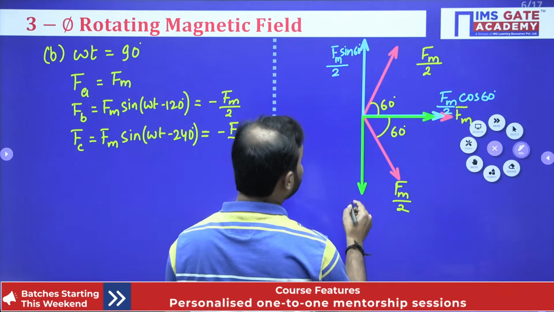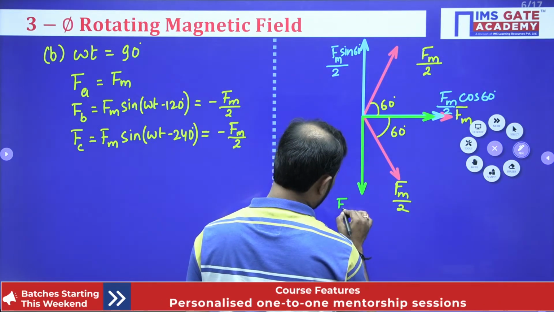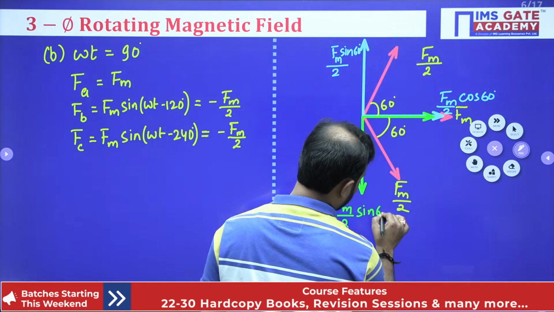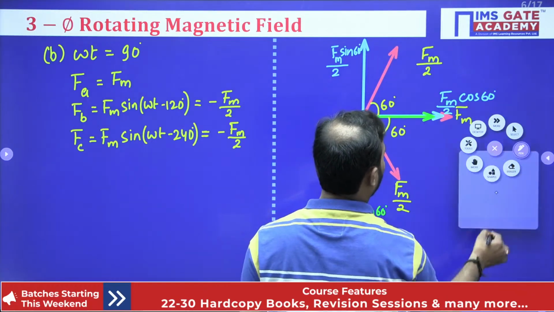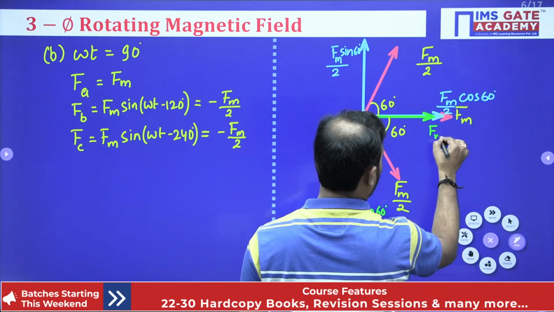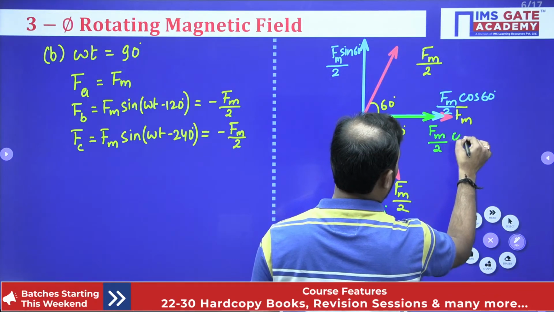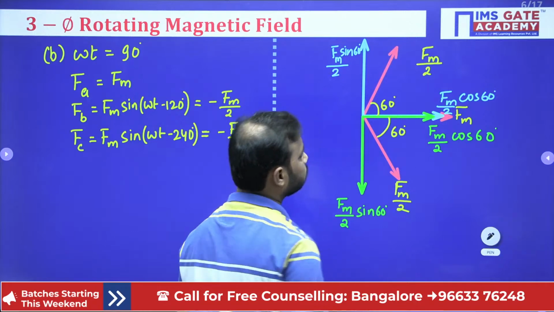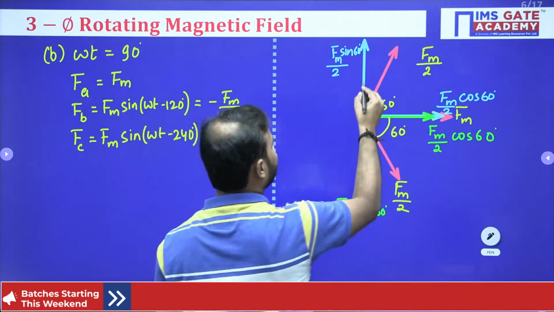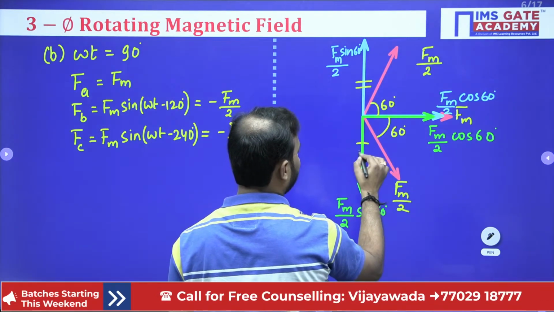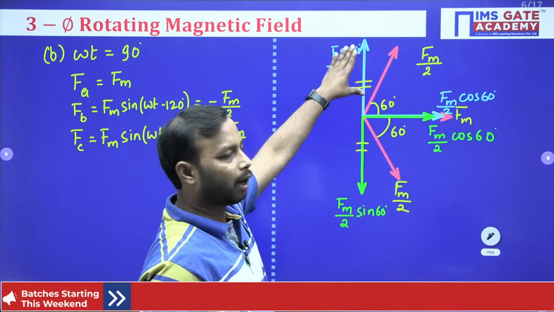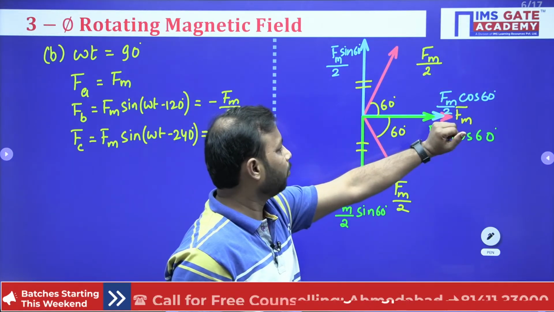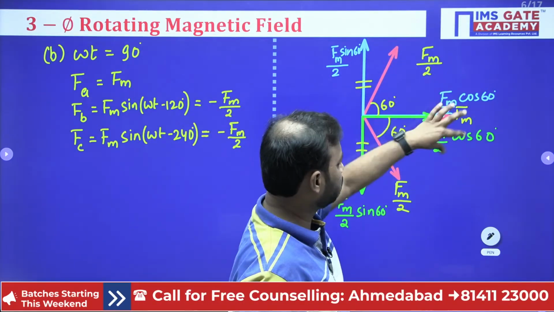Okay, so this comes as Fm by 2 sine 60 degree and here Fm by 2 cos 60 degree. Done. So this part is equal and opposite. These two are equal and opposite. So the MMF due to this component will be cancelled out. So we are left with Fm by 2 cos 60, Fm by 2 cos 60.